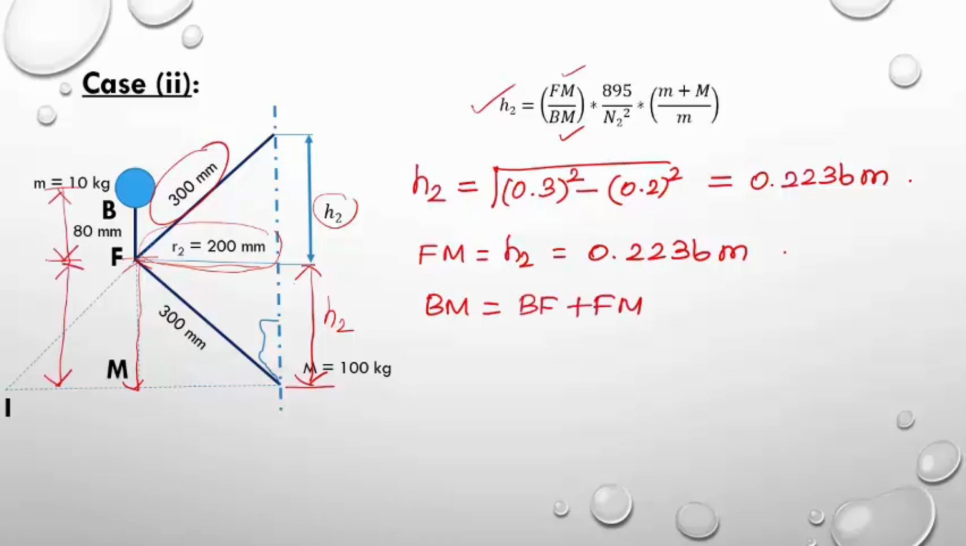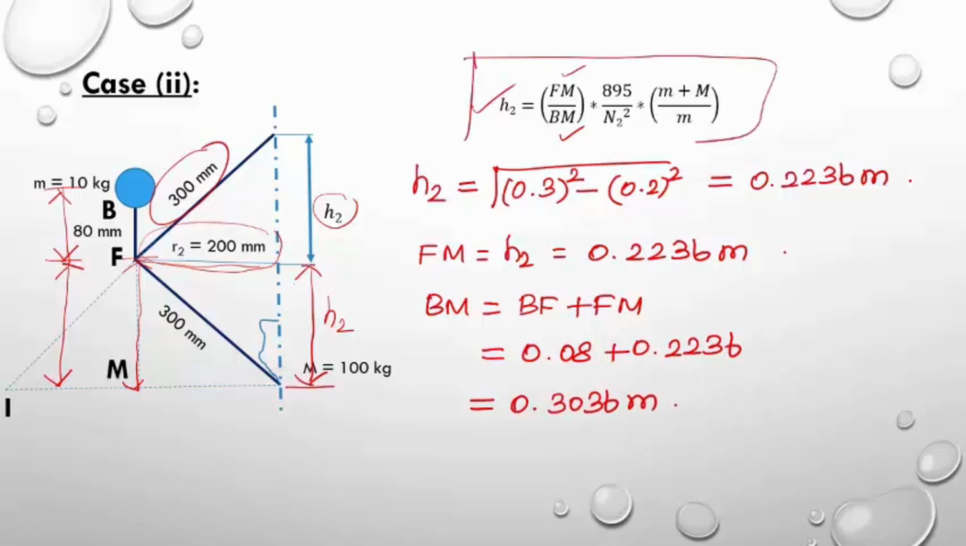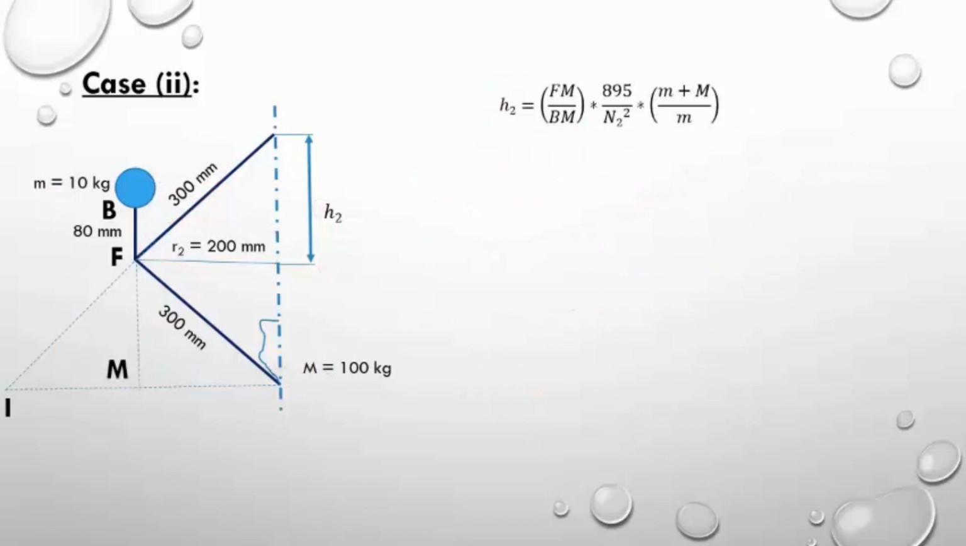Next, to calculate Bm, from the diagram we can note that Bm is equal to Bf plus Fm. Bf, that is the length of the extension of lower arms at which the ball is connected, is 80 millimeter, that is 0.08 meter. Fm value is 0.2236 meter. So the Bm value will be obtained as 0.3036 meter.